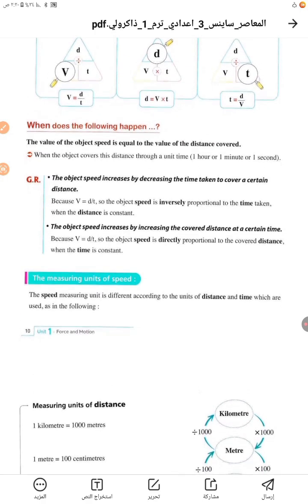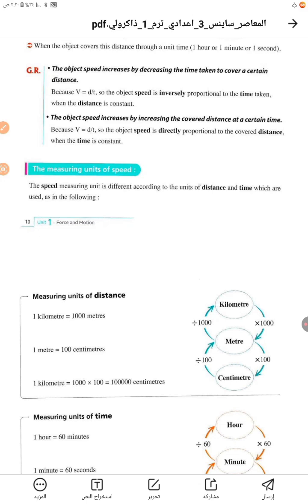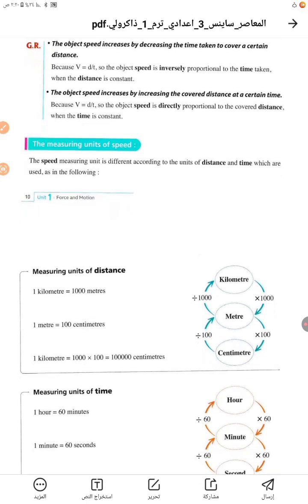The object speed increases by decreasing the time taken to cover a certain distance because velocity equal a distance over time, so the object speed is inversely proportional to the time taken when the distance is constant. The object speed increases by increasing the covered distance at a certain time because velocity equal a distance over time, so the object speed is directly proportional to the covered distance when the time is constant.